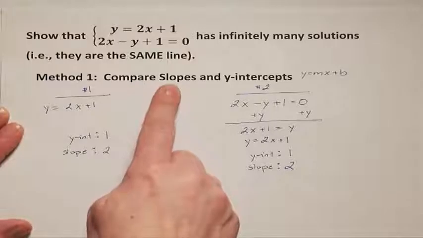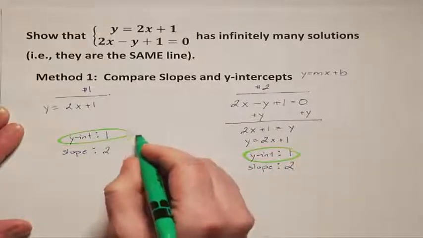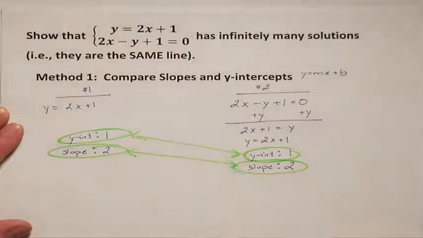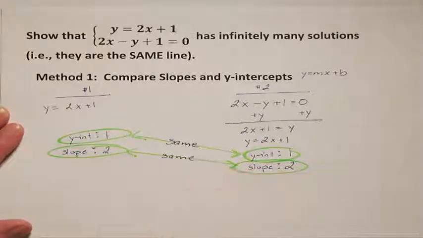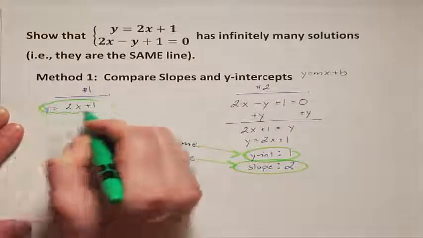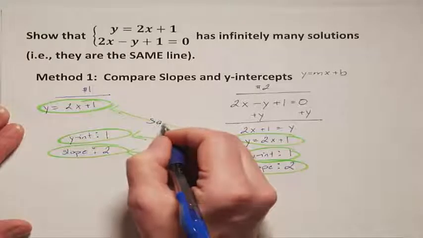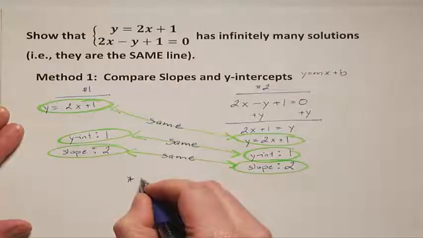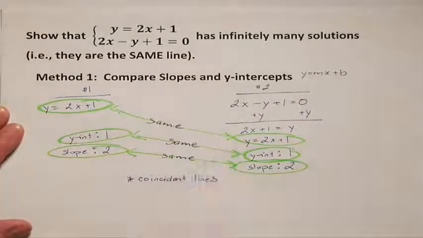Now we're being asked to compare our slopes and our intercepts. I notice my y-intercepts are both 1. I notice my slopes are both 2. So my intercepts are the same, my slopes are the same. Well, if you look even closer, what a coincidence, what a coinky-dink. My equations of the line are actually the same as well. Since this was such a coinky-dink, we actually call these coincident lines because what a coincidence, the two lines are actually the same line.